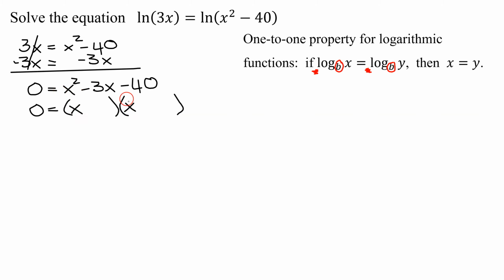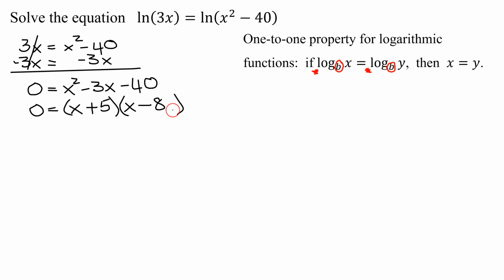So I'm just going to have an x and an x. My two numbers multiply to a negative number. That means they have to have opposite signs in my parentheses. Multiply to negative 40 and add to negative 3. I think negative 8 and plus 5 will work.